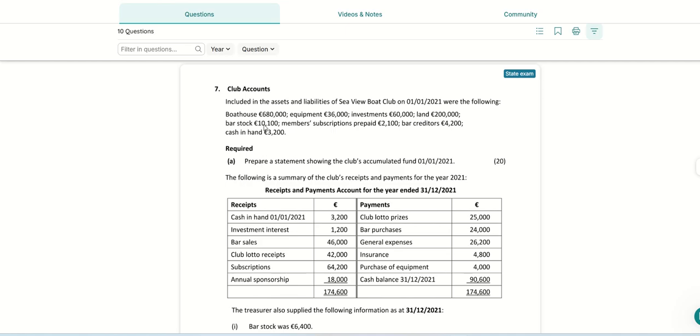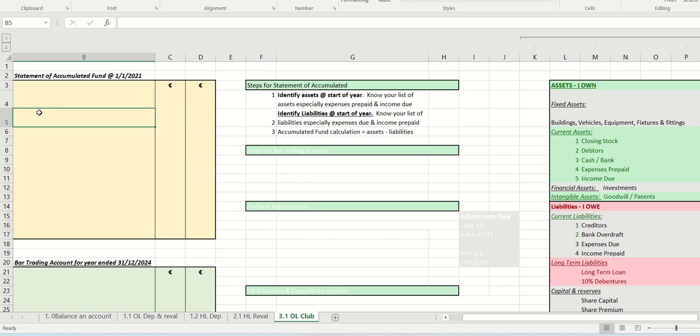My stock in the bar, so my drinks, my crisps, all that good stuff. I own it and it's an asset. My subscriptions prepaid. So these are my expenses prepaid, or sorry, my income prepaid. That's going to be a liability, so put an L over that one. Creditors, liability, put an L over that one. Cash in hand, asset, put an A over that one. So put A and L over each of these and we'll have our list of assets and liabilities at the start of the year, and we are good to go.